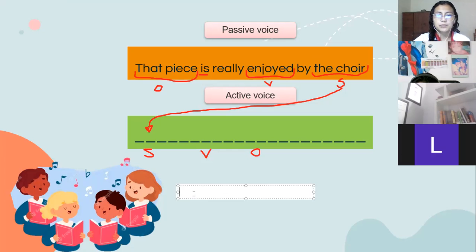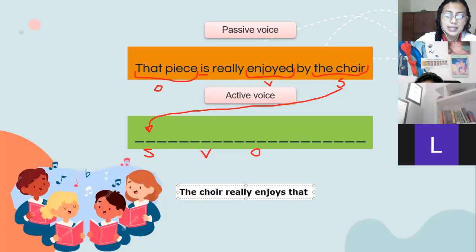You're gonna help me. Choir, okay? First of all, the choir. Very good. Now, what is next? Next is really, because we have really there. Now it comes the verb. Right. Enjoys. Enjoys because we are talking about a third person. The choir really enjoys that piece. Very good.